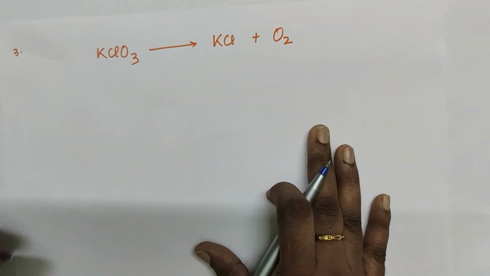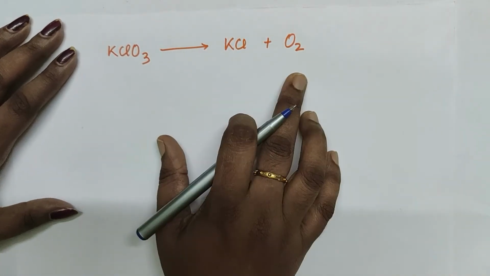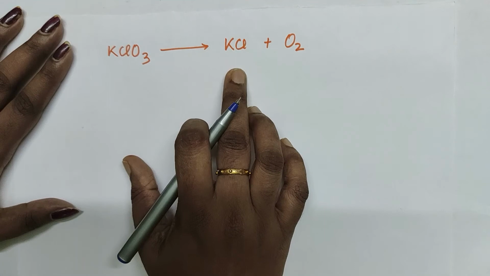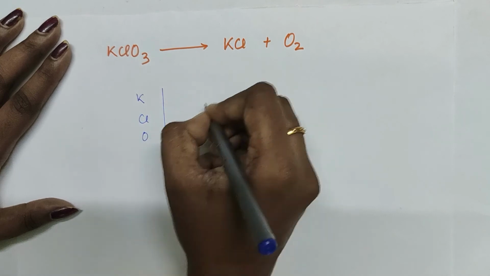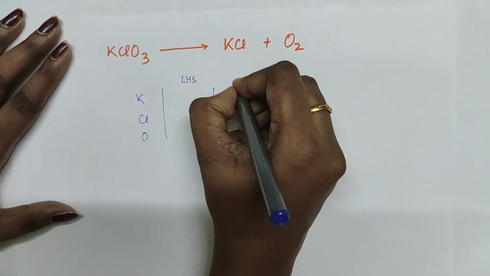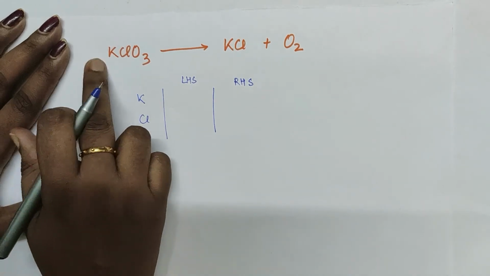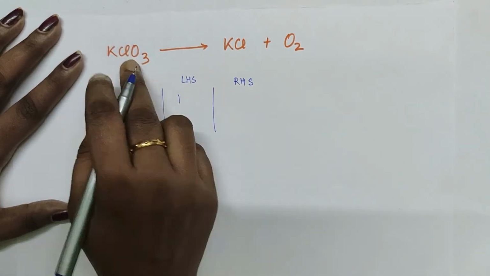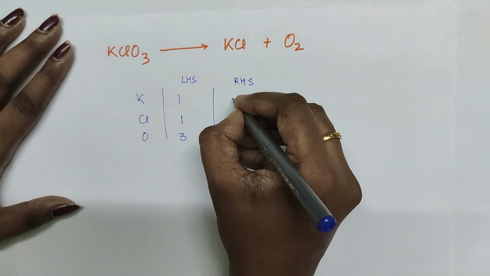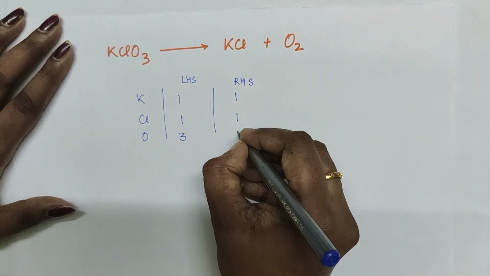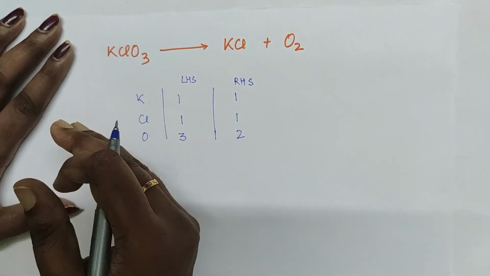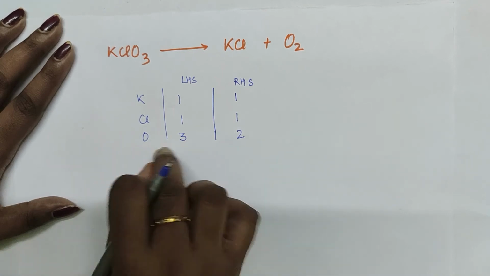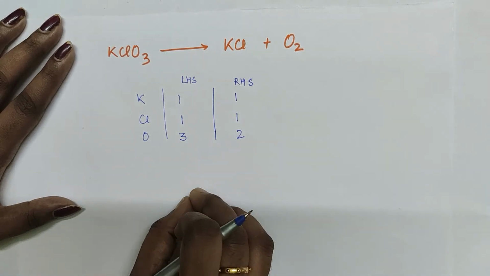I'll show you one more example for better clarity. Suppose the equation is KClO3, potassium chlorate, giving KCl, potassium chloride, plus oxygen. Again, if you want, you can make the table, or you can do it directly, as you feel easy. Here potassium is 1, chlorine is 1, oxygen is 3 atoms. Here potassium is 1, chlorine is 1, oxygen is 2. Now 3 and 2, we cannot make 3 as 2 or 2 as 3. So the best way is to take the lowest common multiple of these.